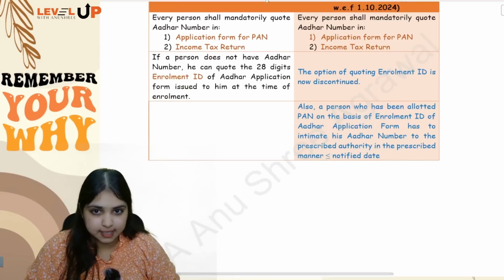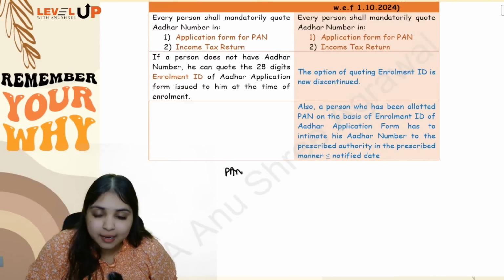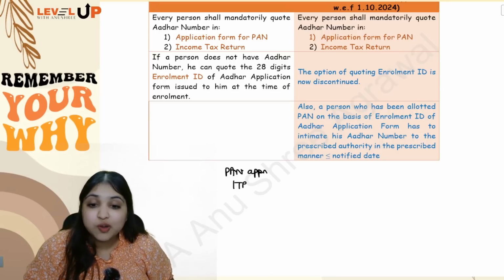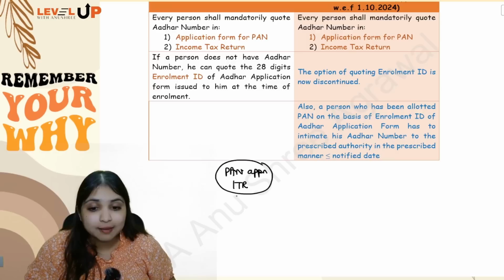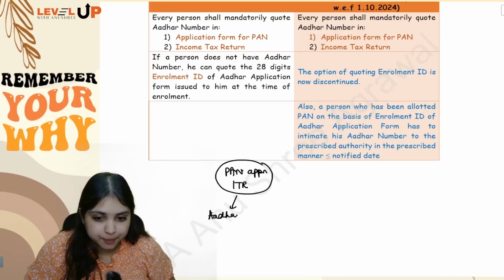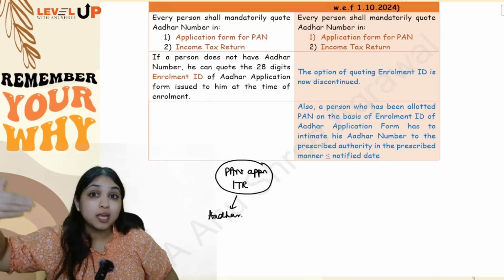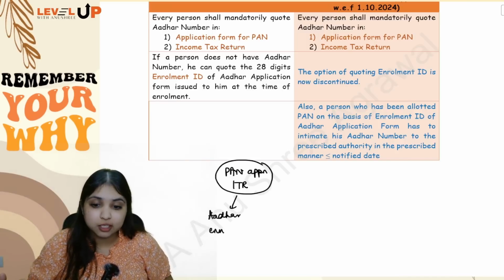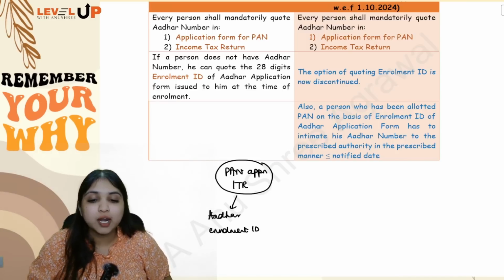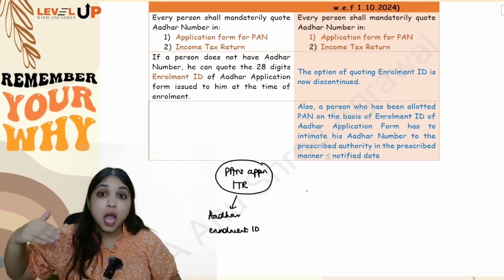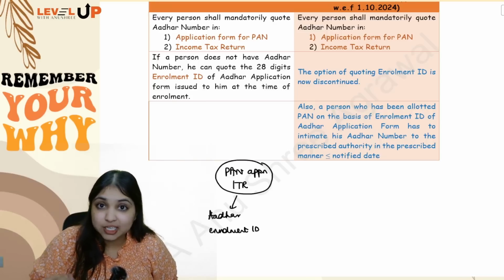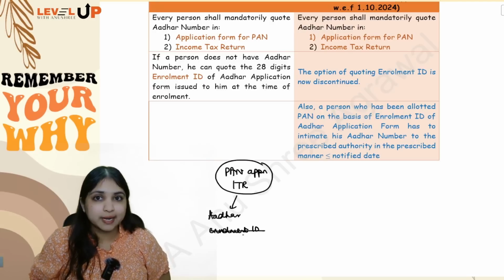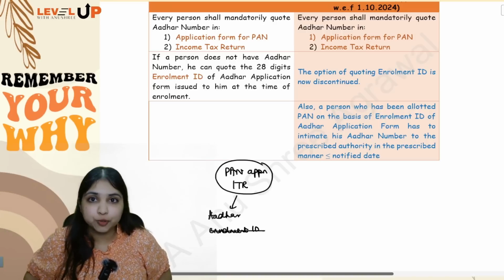I'll explain it once again. Earlier in the PAN application, if you want a PAN number, you will fill application form, no? And also in your income tax return which you file, in both you have to quote your Aadhaar number. If you don't have Aadhaar number, it's okay. Go apply for Aadhaar. If you apply for Aadhaar, you will get a 28-digit enrollment ID. You give your enrollment ID. This was a provision. But now in PAN application and in ITR, you have to put Aadhaar only. You can't put enrollment ID. So get Aadhaar number and ensure you put it over here.